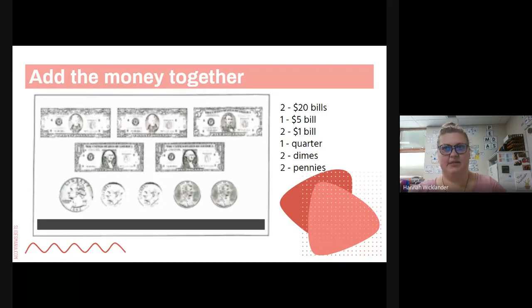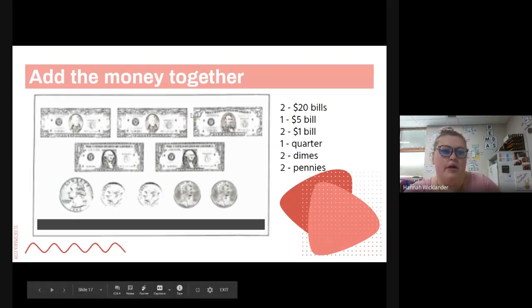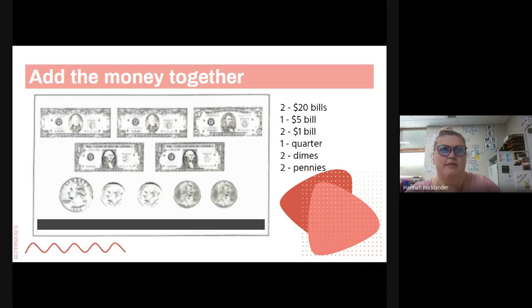All right, I'm getting mixed answers. 47 is the correct dollar amount. So I got that by 2 20s together is 40, plus a 5 is 45, plus 2 dollar bills, 45 plus 2 is 47. Now I'm going to start with my change. So I have 25 plus 10, which gives me 35. 35 plus another 10 gives me 45. 45 plus 1 is 46. And 46 plus 1 is 47. So my answer is $47.47. Kind of funny, but that is the answer.